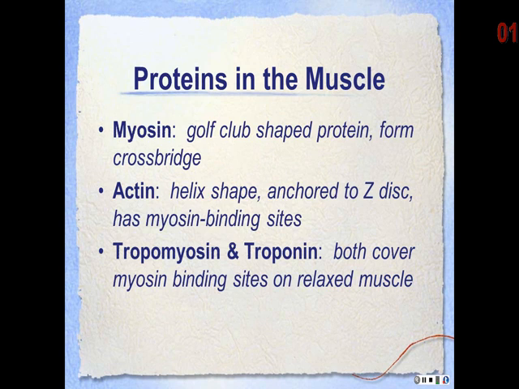Myosin is a golf club-shaped protein and is the thick filament. This filament forms the cross bridge when a sarcomere contracts. Actin is one of the thin filaments and is helix-shaped. It is also anchored to the Z-discs at the end of the sarcomeres. It contains the myosin binding sites. Troponin and tropomyosin are both thin fibers that cover the myosin binding sites on relaxed muscle. When troponin and tropomyosin are covering the myosin binding sites, myosin cannot form the cross bridge and the sarcomere cannot contract.